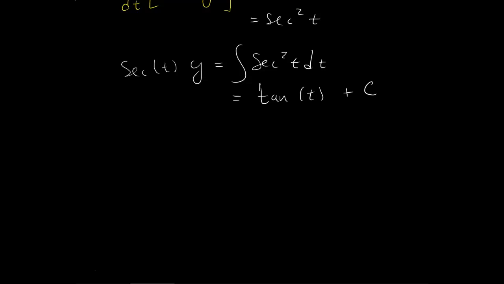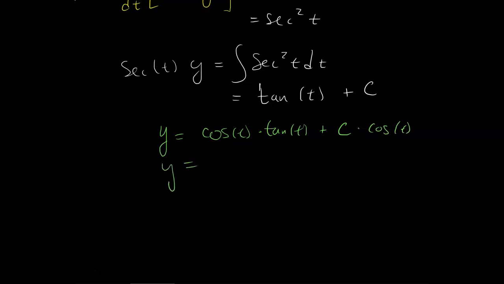So then your issue is, how do I get y by itself? How do I turn this implicit solution into an explicit solution? So we need to divide through by secant. But I think it's also just helpful to remember dividing by secant, since it's the reciprocal of cosine, is the same as multiplying by cosine for our purposes here. So we're going to say y is equal to, you can say cosine of t times tangent of t plus an arbitrary constant times cosine of t.